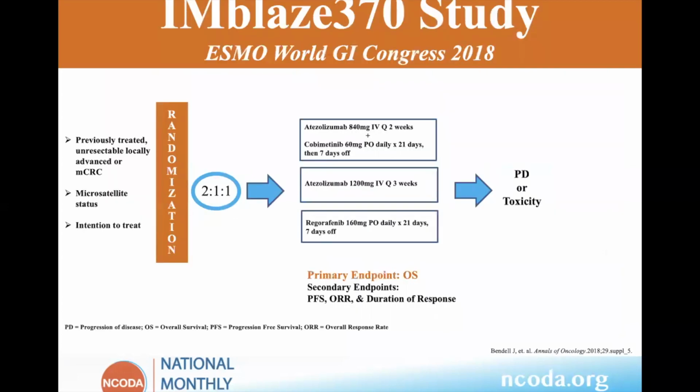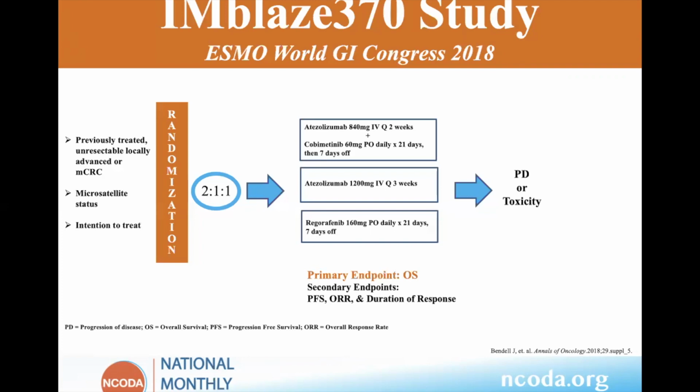So I'd like to switch gears and discuss the IMblaze370 trial. As many of you know, microsatellite instability, or MSI, which is a genetic mutation resulting from DNA mismatch repair, has come into play in colorectal cancer. So patients are now screened for microsatellite status, and if there is a microsatellite instability, patients may be able to receive immunotherapy, specifically a PD-1 inhibitor plus or minus ipilimumab.